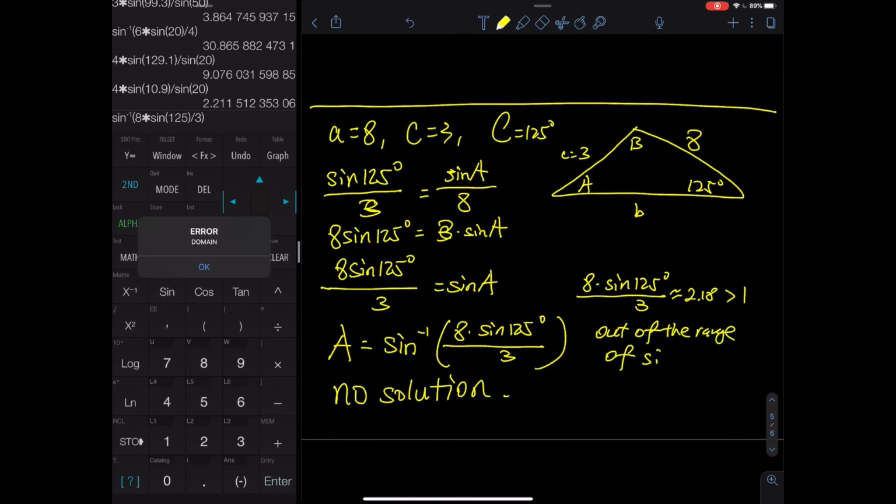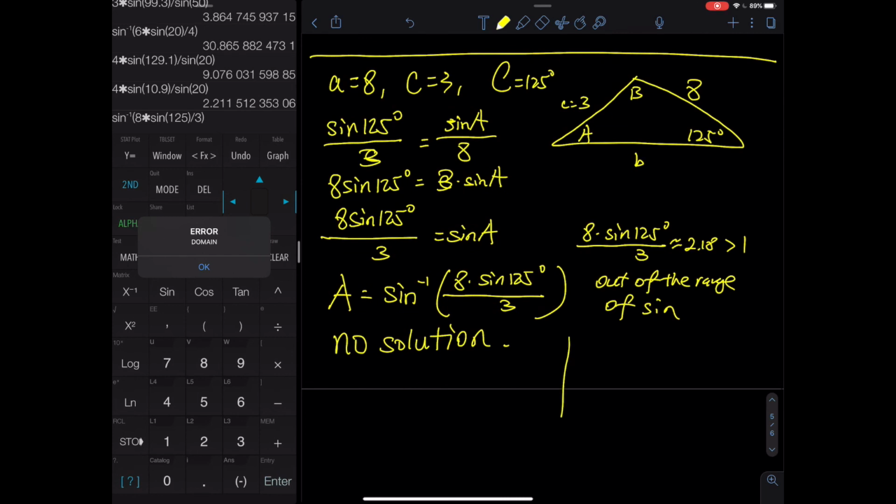Of sine. Remember what the graph of sine is? So the graph of sine, you have this, right? The curve is oscillating between 1 and -1. So this 2.18 is like right here. 2.18 is like right here. So that is out of the range of the sine. That's why it is impossible to evaluate this.